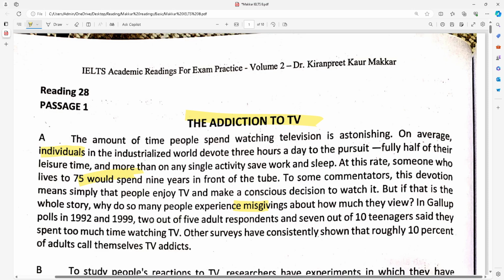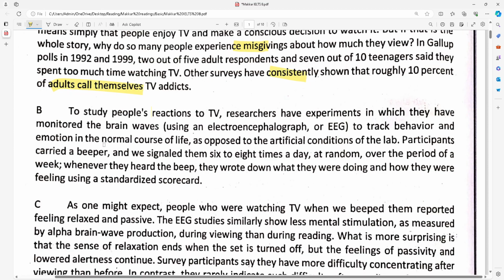To some commentators, this devotion means simply that people enjoy watching TV and make conscious decision to watch it. But if this is the whole story, why do some people experience misgivings about how much they view? The Gallup survey said that two thirds of the adult respondents and 7 in 10 teenagers said that they spend too much time watching TV. So far they are not talking about males and females. So they are not talking about any gender. So let's read further. To study people's reactions to TV, researchers have run experiments in which they have monitored the brain waves using an electroencephalograph or EEG to track behavior and emotion in the normal course of life as opposed to the artificial conditions in the lab. Participants carried a beeper and we signaled them 6 to 8 times a day at random over a period of a week.